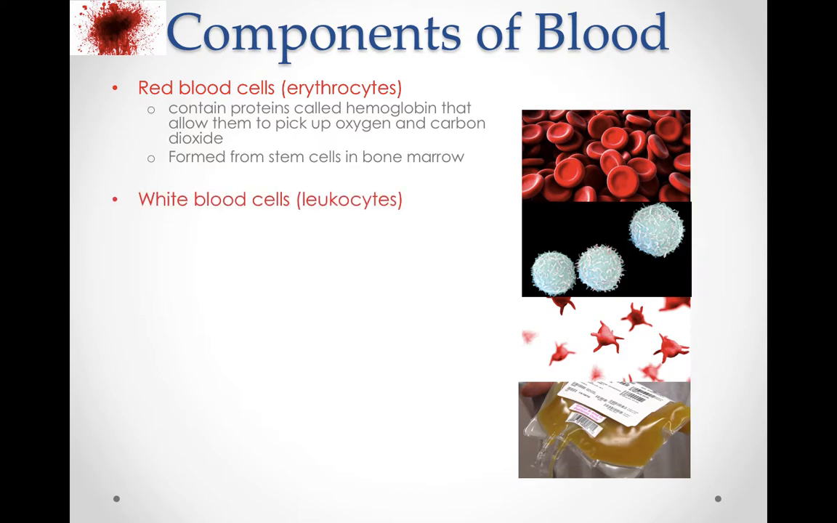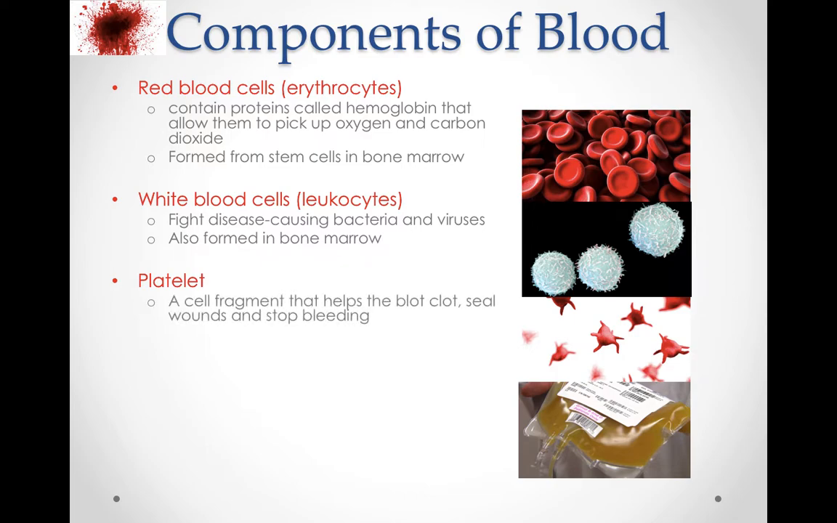The next type is white blood cells, or leukocytes, and they fight disease-causing bacteria and viruses. These are our little warriors in our blood vessels that help protect us. They are also formed in the bone marrow from stem cells. The next component is called platelets. These are cell fragments that help the blood clot. They're able to seal off wounds and stop bleeding.